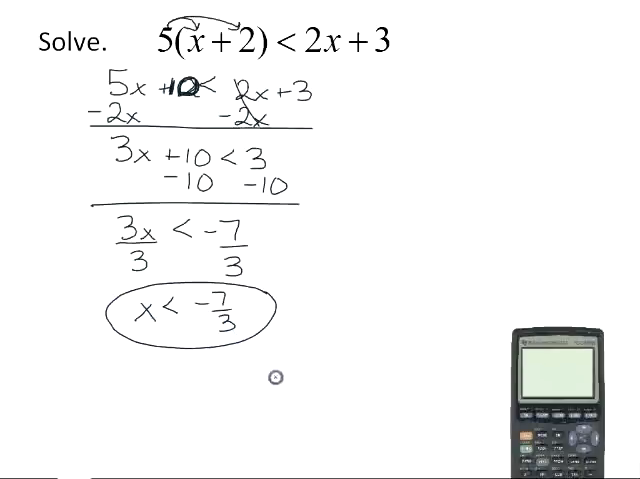In interval notation, x is less than negative 7/3 means on the number line, here's 0, here's negative 7/3. You'll be looking at numbers smaller than negative 7/3, so you'd be looking at the left end of the number line. That means our interval notation would begin with negative infinity, and it would go up to negative 7/3. It would not include the negative 7/3 because I don't have my equal mark here. If it included the negative 7/3, I would have the little equal mark there.